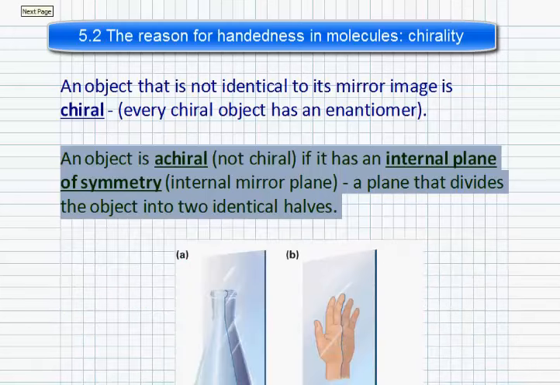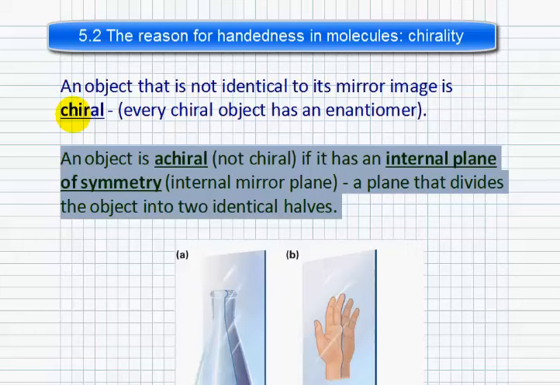So, why is it that some molecules have a right-handed and a left-handed version like that? If an object is not identical to its mirror image, that object is chiral. And every chiral object has an enantiomer. So, notice the differences between these definitions. Enantiomers are a pair of mirror images that are different. A chiral object is any object that is different from its mirror image.